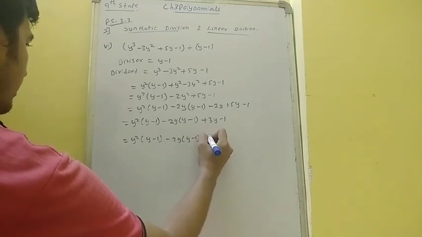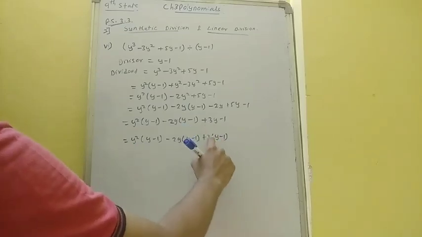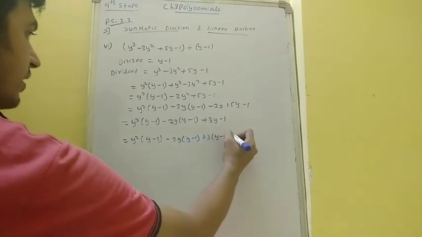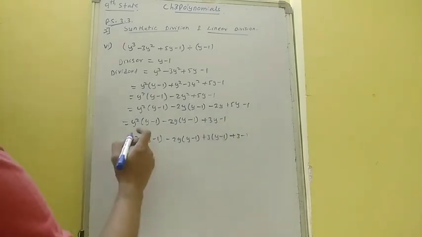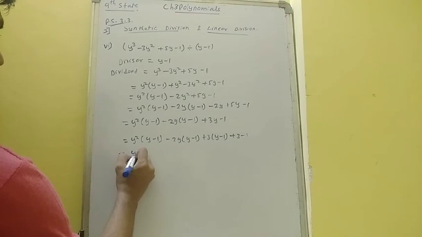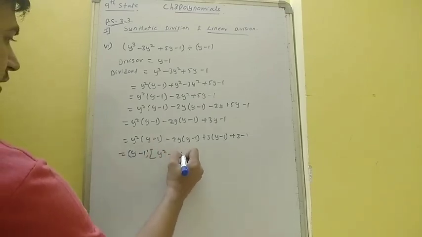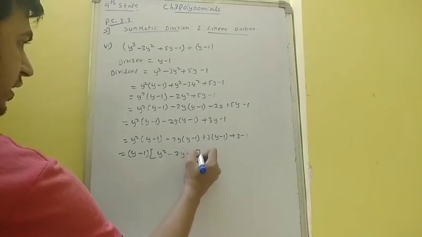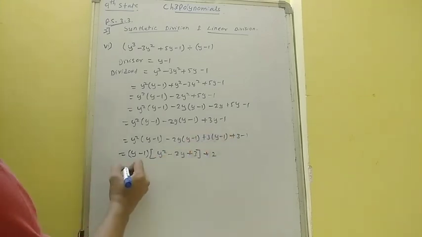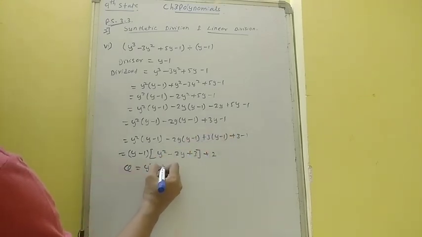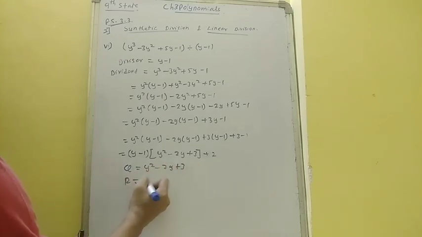So y square into y minus 1 minus 2y into y minus 1. I will take 3 common from the last part. So y minus 1. So 3 into y, 3y. 3 into 1 is 3. Minus 3 will be balanced by plus 3 and minus 1 as it is. So we will take y minus 1 common. I have y square minus 2y plus 3, and plus 3 minus 1 is plus 2. Therefore the quotient is y square minus 2y plus 3 and the remainder is 2.